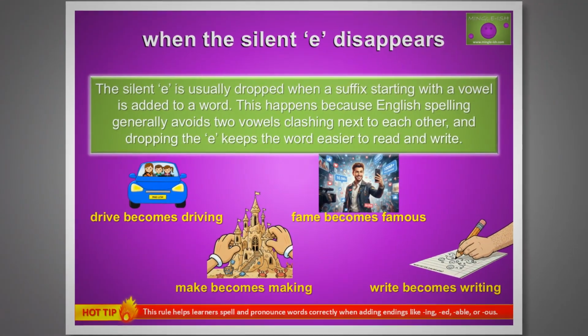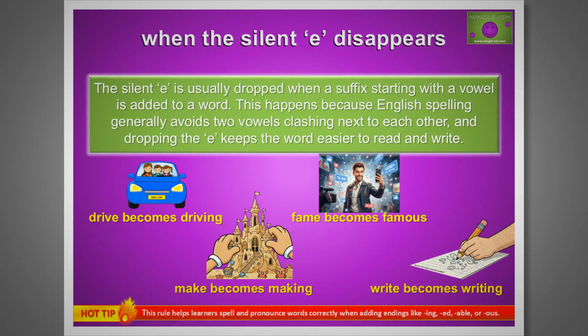The silent E is usually dropped when a suffix starting with a vowel is added to a word. This happens because English spelling generally avoids two vowels clashing next to each other, and dropping the E keeps the word easier to read and write. Drive becomes driving, fame becomes famous, make becomes making, and write becomes writing.